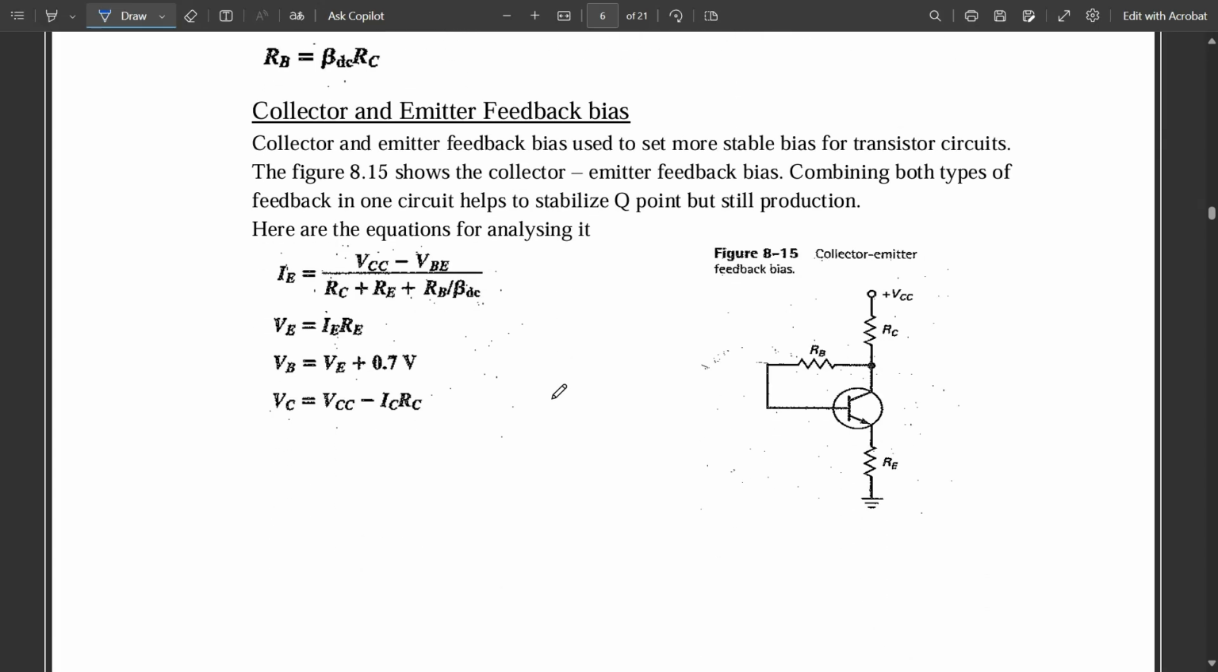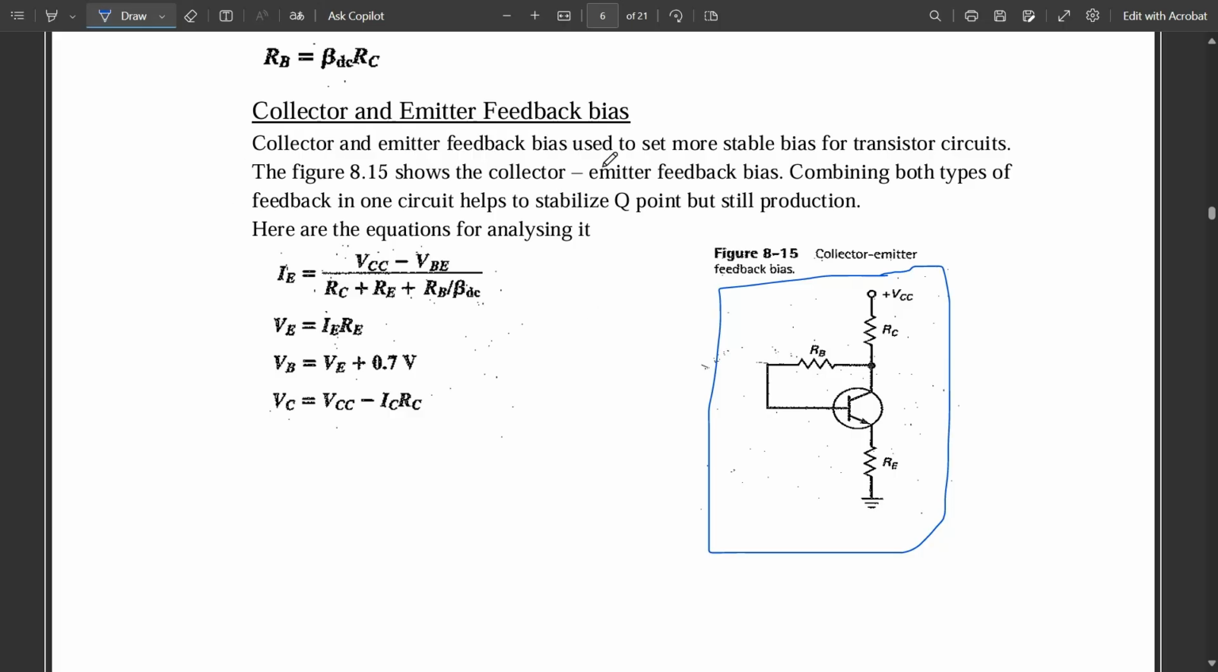So one more kind of bias circuit is collector and emitter feedback bias. This is the circuit which consists of both emitter resistance as well as collector resistance, whereas in the previous two types we have seen that the emitter resistance RE was equal to 0. In this case, the emitter resistance is strictly not equal to 0. It has some value. Okay.